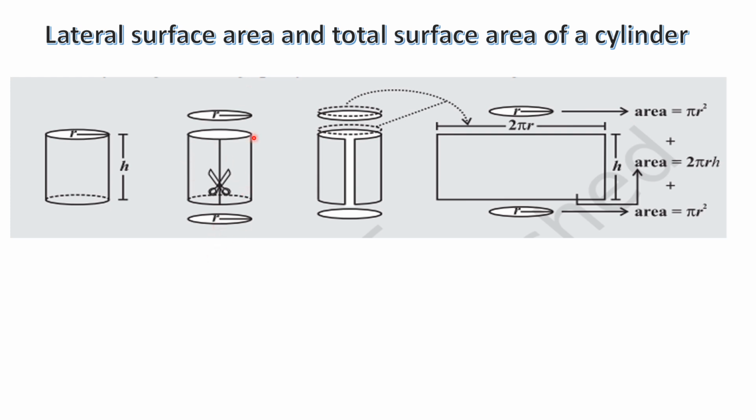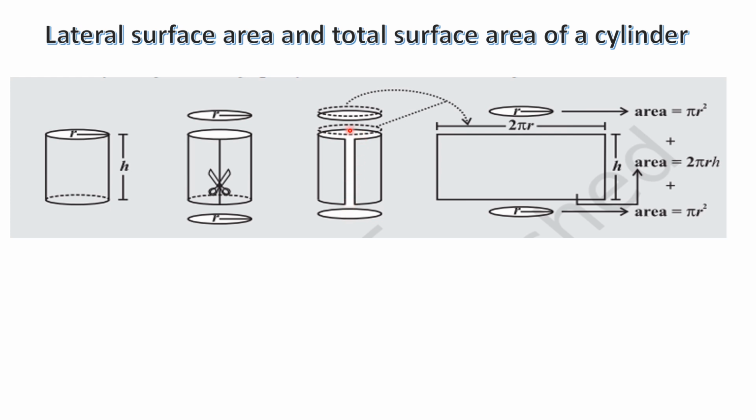Okay, so in a cylinder we know that the top and bottom are both circles, isn't it? Both have circular parts. Top is also a circle, bottom is also a circle. So lateral surface area you have to find. For that, you have to cut the cylinder along the height.